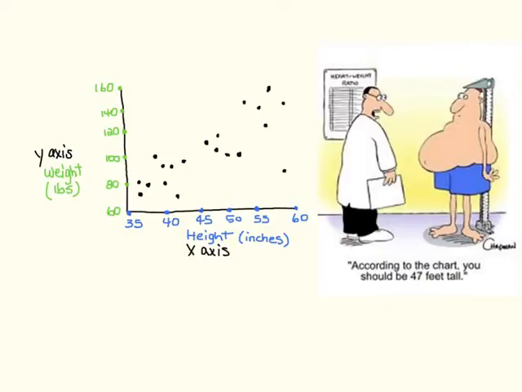So this joke, according to the chart, you should be 47 feet tall, is based on the man's weight. Given his weight, you would expect where he would fall on the height. His weight is very high, so you'd expect his height to be high. So that's just a little correlation humor.